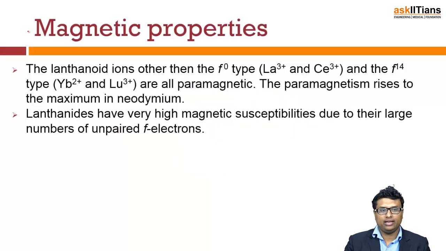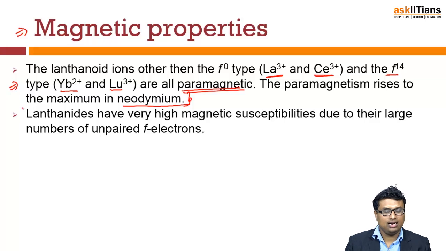Next, properties of inner transition elements. Magnetic properties. First let's discuss the magnetic properties of the lanthanides. The lanthanide ions other than the f0 type, like La3+ and Ce3+, and the f14 type, Yb2+ and Lu3+, are all paramagnetic in nature. This paramagnetism rises to the maximum in neodymium. This is the first important property of magnetic properties.